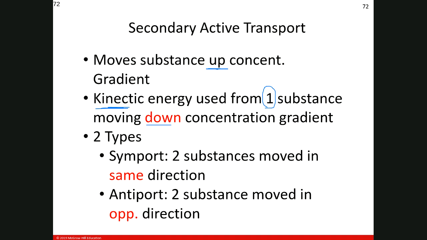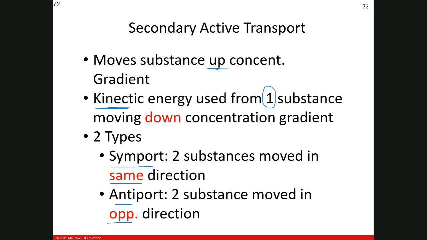This is the nice thing about this type of active transport. We have one thing moving down its concentration gradient. As it's moving, it's generating energy, and a second substance will take advantage of that energy and move in addition. Now, there are 2 types. The first one is symport, which means both substances are going to move in the same direction. Antiport is opposite: one substance is going in, the other is going out. That one was a primary pump, so that's primary. This is secondary. What secondary means is one substance is doing the work. It's going to move down its concentration gradient.